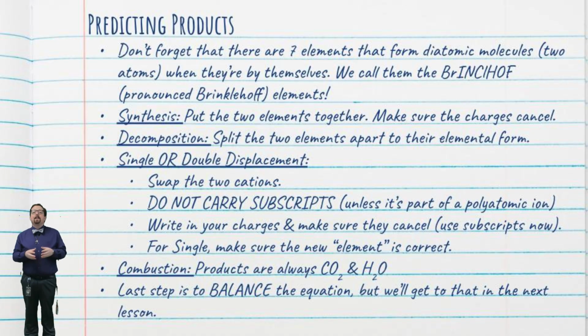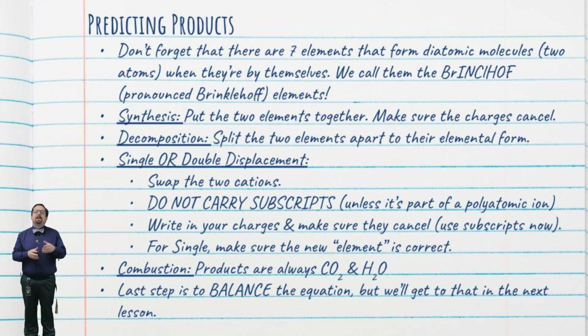To predict the products for synthesis reactions, we just smush the elements together and make sure that their charges cancel, just like we did when we created formulas for ionic compounds. For decomposition, you just take the 2 elements in your reactant compound and split them up into their elemental forms. For single or double displacement, the easiest way is to assign charges to each element, then swap the cations, or positive elements, places. Don't carry over any subscripts unless they're part of a polyatomic ion's formula. Then make sure your new combination of metals and nonmetals cancel out their charges.